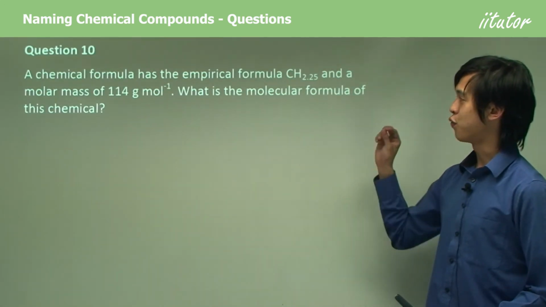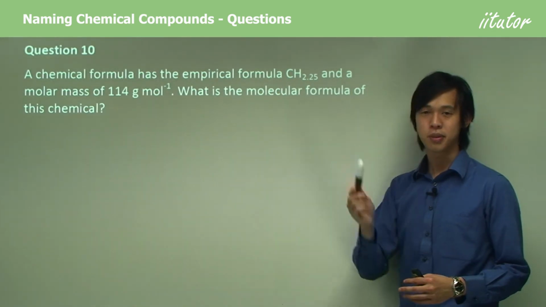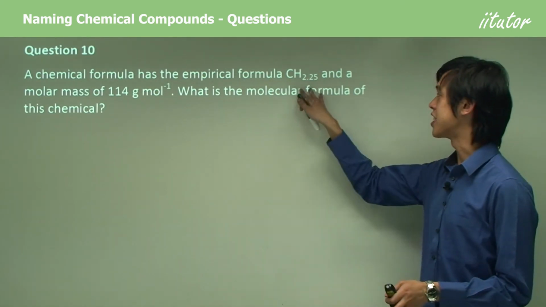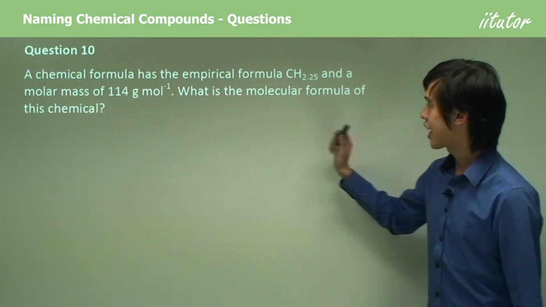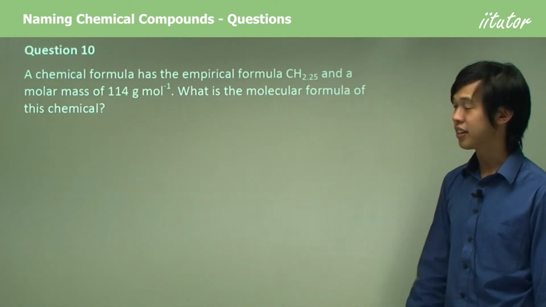So a chemical has the empirical formula CH2.25. I realize that there's a decimal here. That shouldn't concern you too much. Don't worry, because it's an empirical formula. You would never see this in a molecular formula. And this thing has a molecular mass of 114 grams per mole. What is the molecular formula of this chemical?